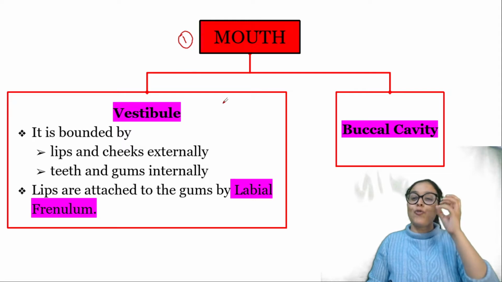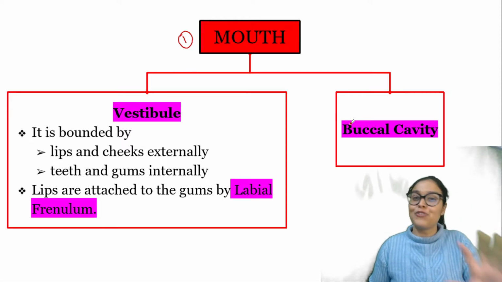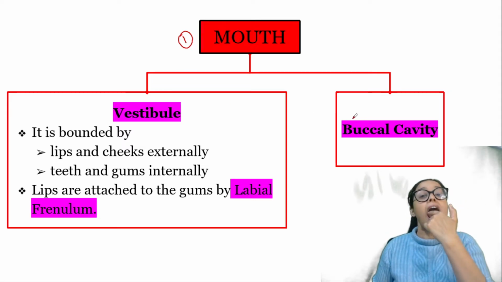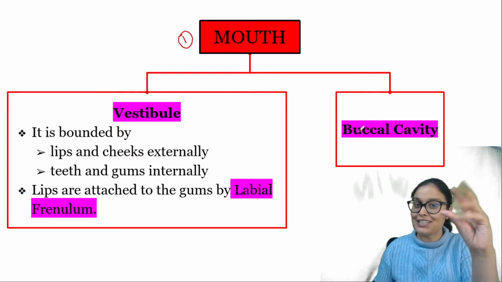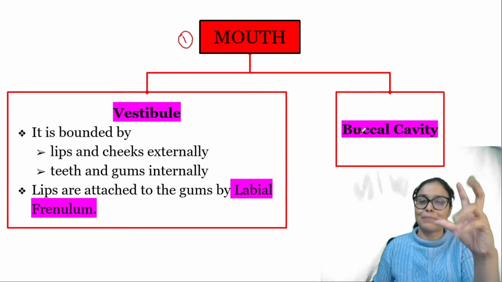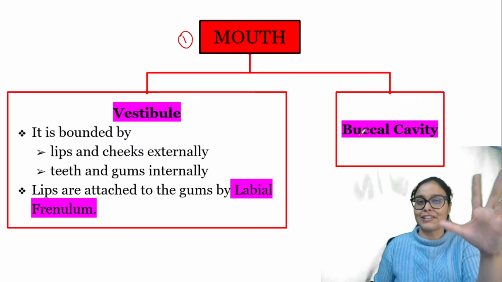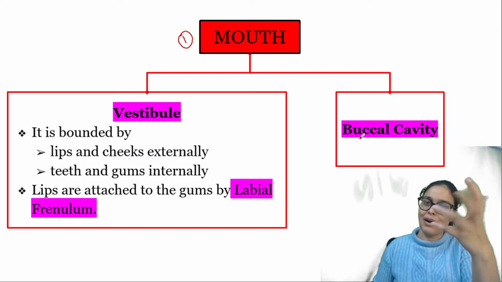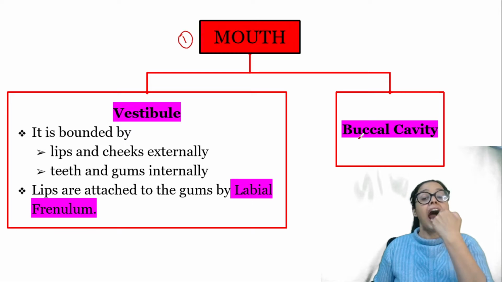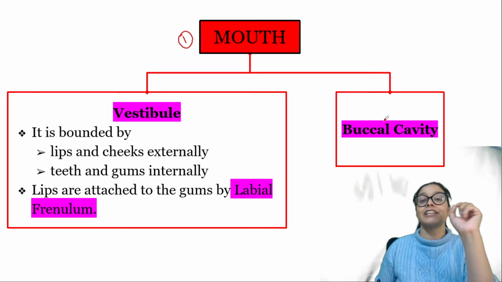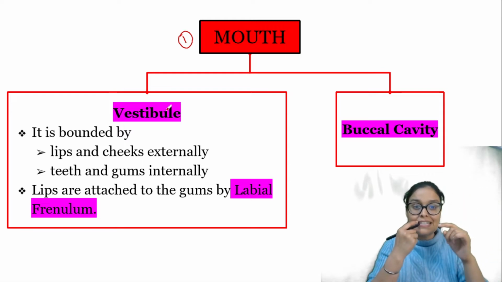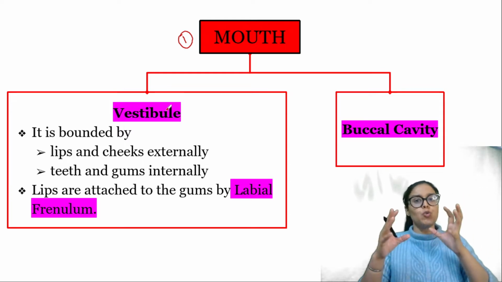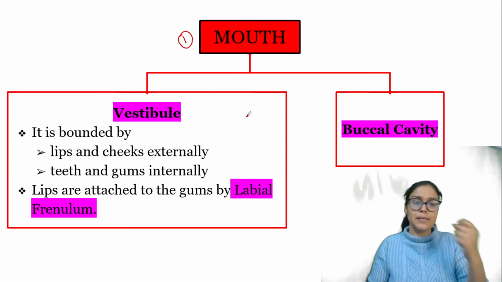Mouth. So when we talk about mouth, we know we have the main buccal cavity where you keep your food and chew it, digestion happens, and the salivary glands work there, secreting saliva and mixing it with the food. So this is the buccal cavity, the oral cavity. And the second part of the mouth is the vestibule.